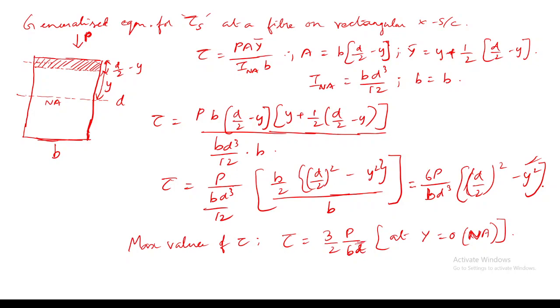And what you can say about this P by BD? P is nothing but the shear force divided by B into D, which is nothing but the area of cross section. So this is nothing but the average shear stress, and the maximum shear stress is nothing but 1.5 times the average shear stress. And this is valid only for a rectangular cross sectional beam.